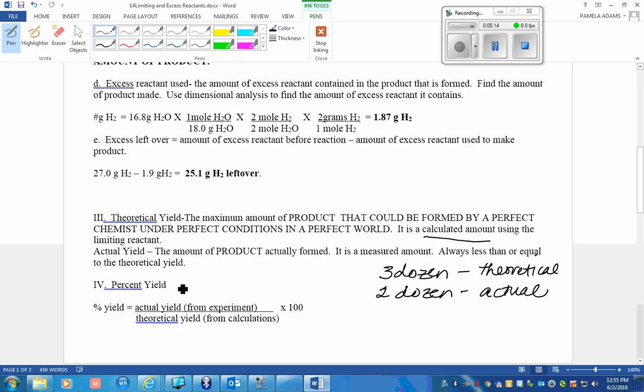To find your percent yield, you take your actual yield, which is also the results of your experiment because you're not using cookie dough in class. You divide it by the theoretical yield, the amount you should get, and you base this from your stoichiometry, and you multiply the whole thing by 100.